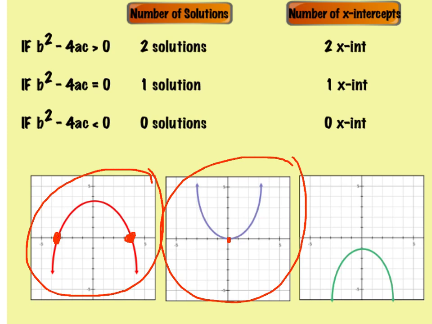And lastly, if the discriminant b squared minus 4ac is less than 0, then the quadratic equation will give you 0 solutions, which means you'll have 0 x-intercepts. If we graphed it, it would look like this last graph, where no part of the parabola goes through or touches the x-axis.